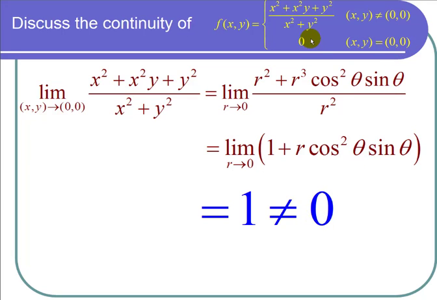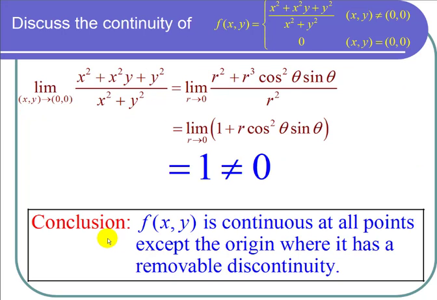When the limit exists, but the function is not continuous, then we say that the function has a removable discontinuity at that point. So we can conclude by saying that f(x,y) is continuous at all points except the origin, where it has a removable discontinuity. And I'm done with the problem.